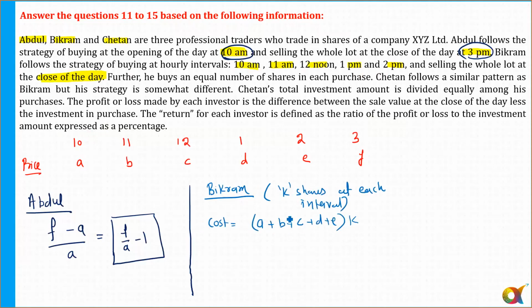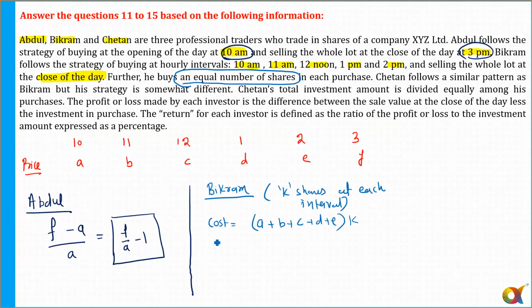So Vikram followed the strategy of buying at hourly interval and selling the whole lot at the close of the day. It is further given that he buys an equal number of shares. So that's why I'm assuming that Vikram bought K shares at each interval. So this is the total cost.